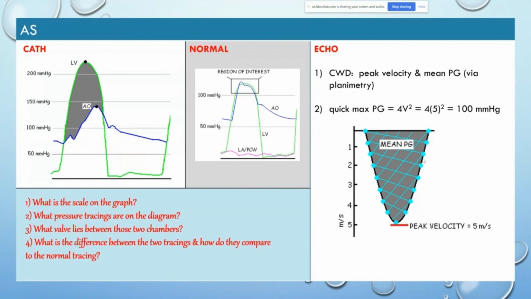If the mean pressure gradient is greater than 40 millimeters of mercury, it means the person has severe stenosis. So remember this modified Bernoulli's equation, 4 times the velocity squared. That's how we're going to get the pressure gradient. This person has 5 meters per second, which definitely means they have severe stenosis. You're going to put that in here. 5 times 5, because you're squaring it, is 25, and you're going to times that by 4 to get that 100 millimeters of mercury. It's very bad.